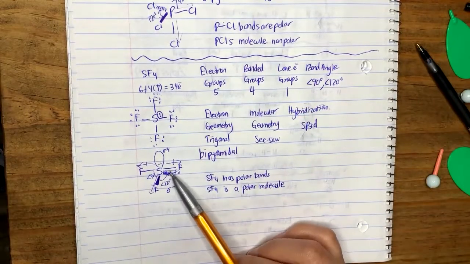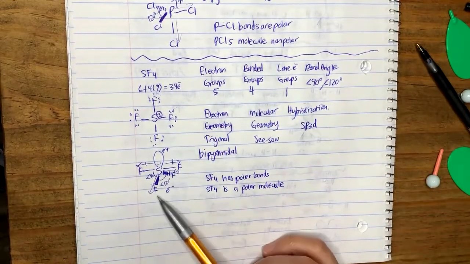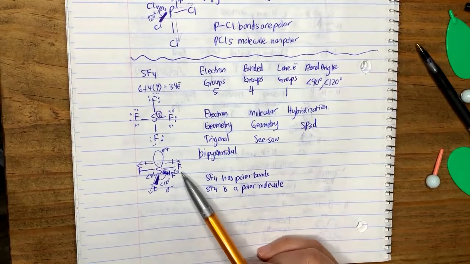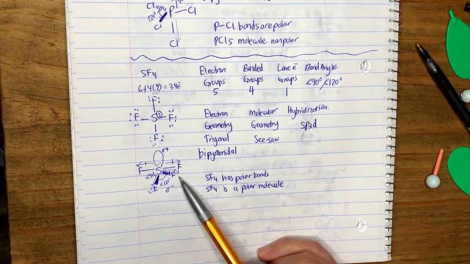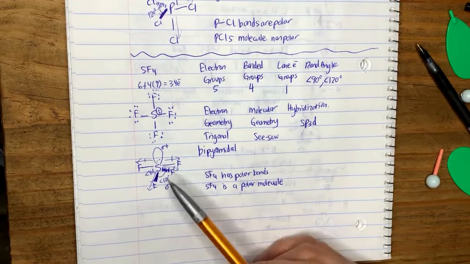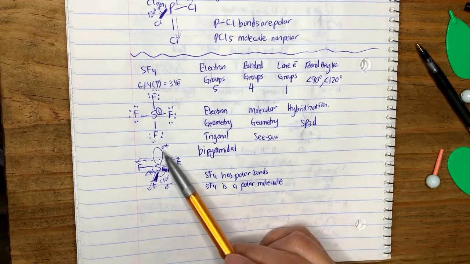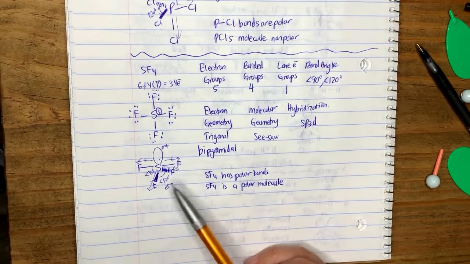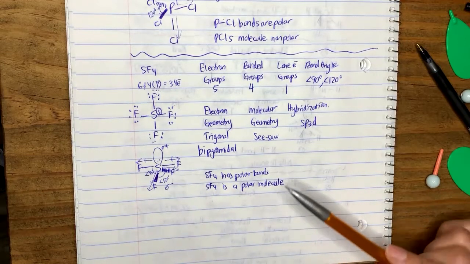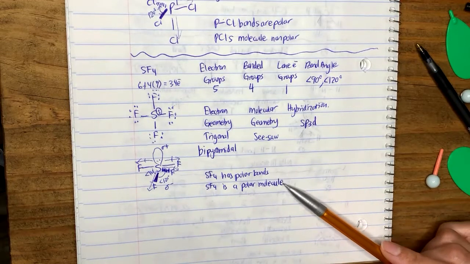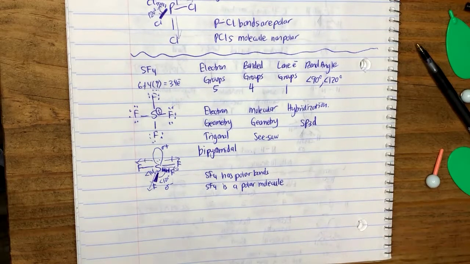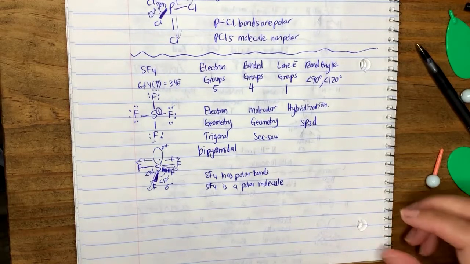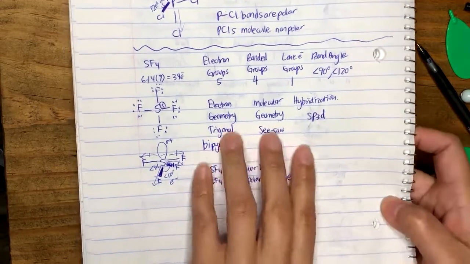So SF4 is polar because the bonds are on the bottom here. They're on the more negative polar side of the molecule. On the top side here is the partial positive. So partial positive up here, partial negative where the fluorines are. Okay, so SF4 has polar bonds and they don't cancel out. So the polar bonds result in a polar molecule. So that was seesaw right there.